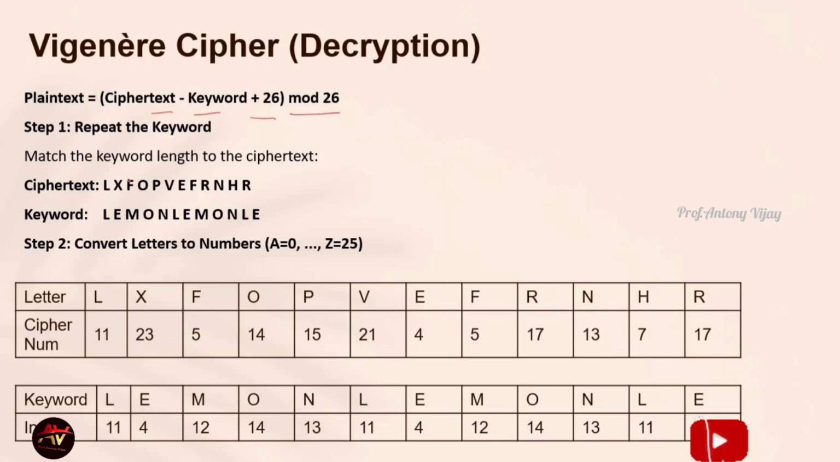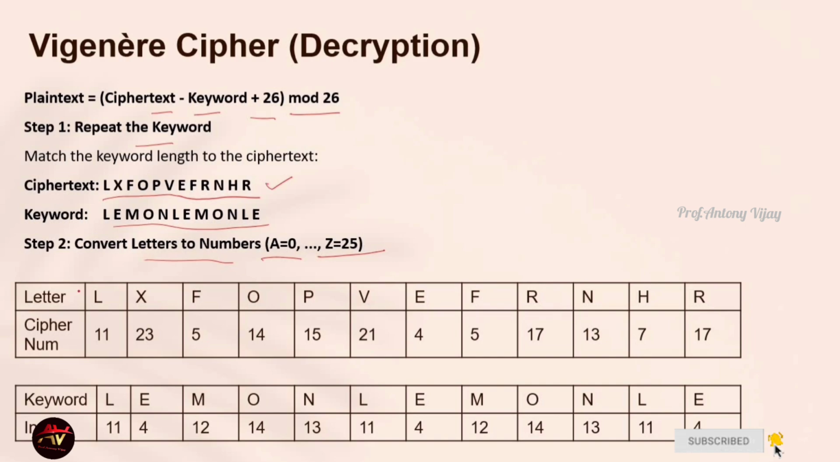Let's see the first step. Again, we have to repeat the keyword. As of now, we have the cipher text LXFOP VFR NHR. This is the cipher text. And once again, we apply the keyword here and repeat it like this. And we have to convert the letters into numbers like this. Again, A equals 0 and Z equals 25, and we assign values like this.